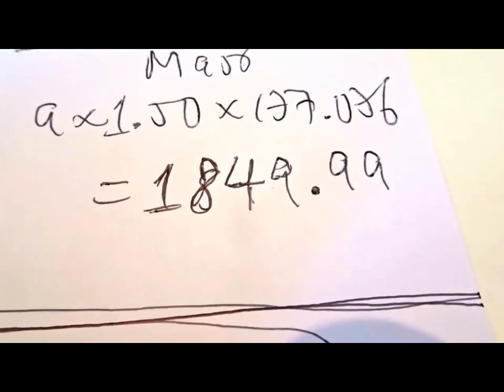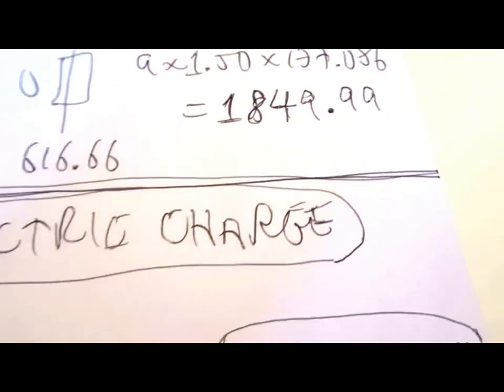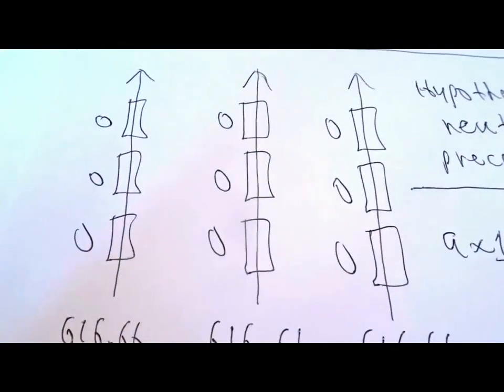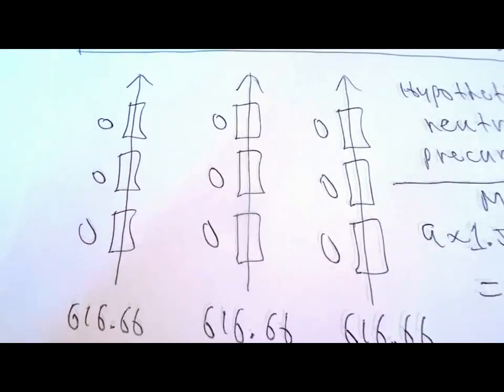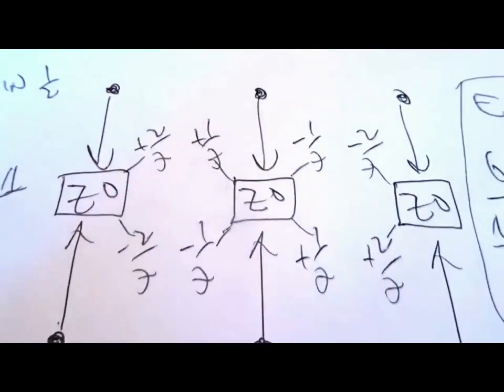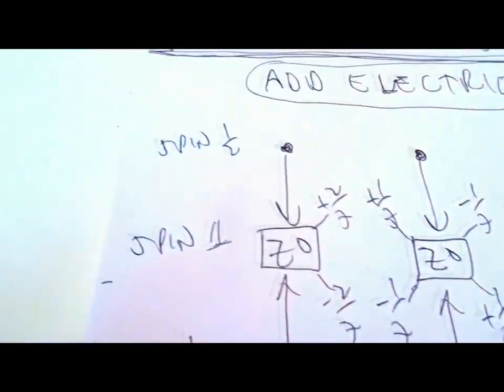So the starting precursor would have mass 1849.99. The big problem is how to add electric charge to these fully neutral neutrinos or other precursors. I believe we can do that by oscillations to Z0 particles and decay to quark-anti-quark pairs. Let's look at one of these.